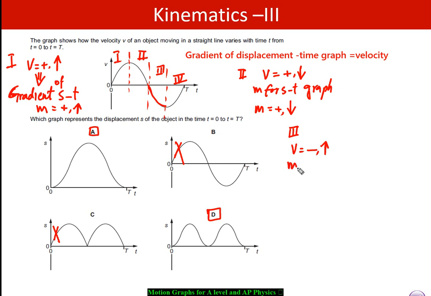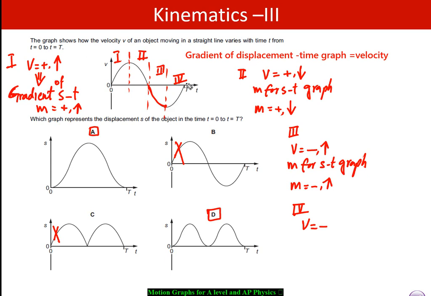How about M for the ST graph? So M has to be negative and M has to be increasing. Now let's move on to the last part. So what is happening here? Is the velocity negative or positive? Velocity is still negative. So we simply write velocity is still negative.